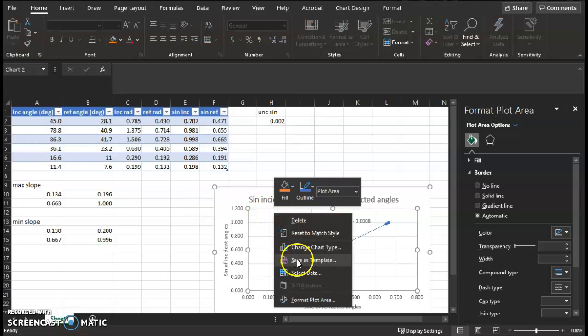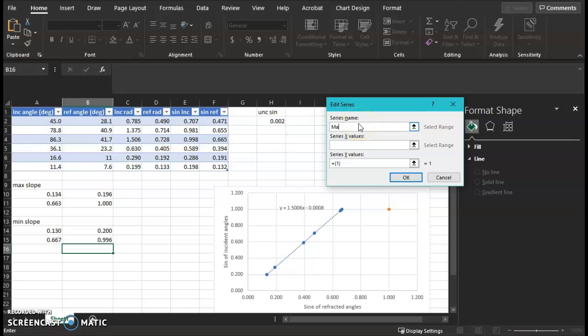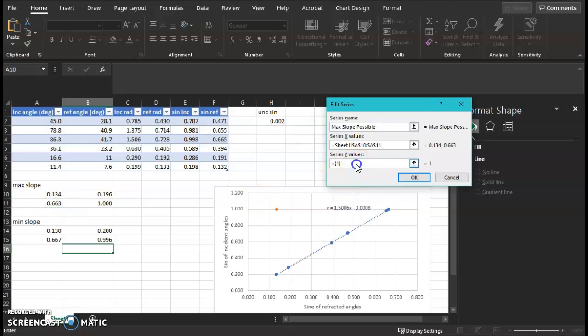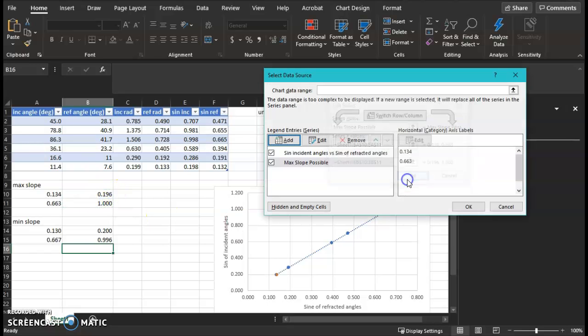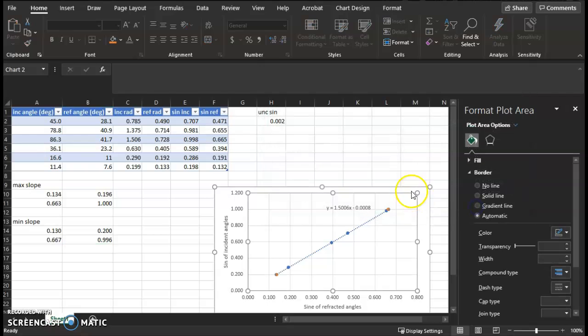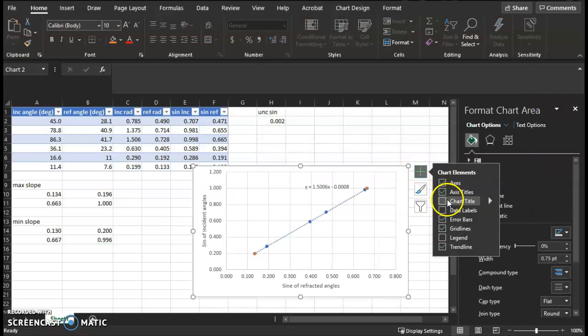So I will right click, select data, and we're going to go to add. I'll title this max slope possible. Series x values equals, and we are going to click, drag, hold. X values come first. Maximum y values, click, drag, hold. Okay. All right, now I'm going to add, whoa, I'll have to bring back my chart title.